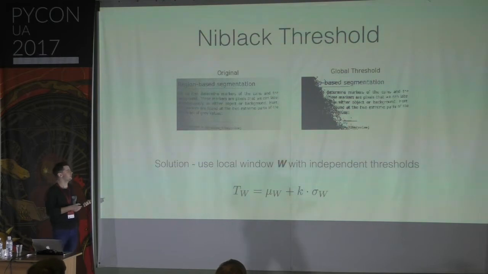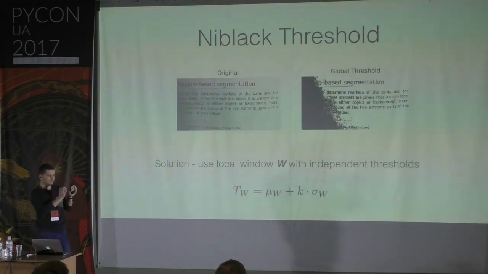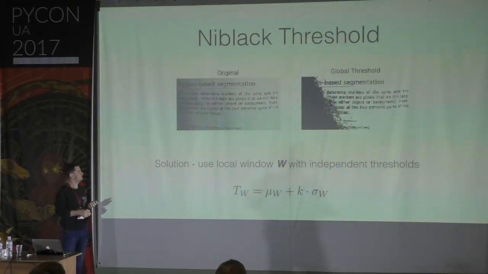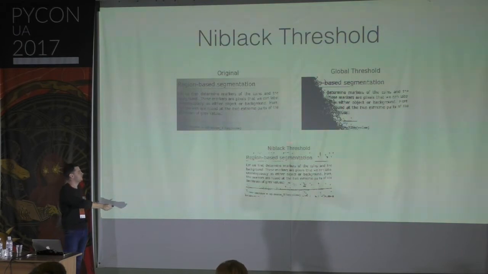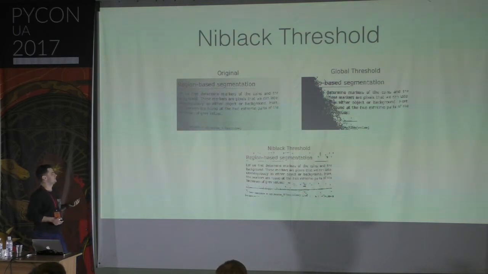Instead of using a global threshold for the whole image, we can use a local window, go through the whole image, and then calculate the threshold separately for every window using some normal distribution of intensity. It's called Niblack thresholding, and this is the result of applying it. So you see, instead of having a black part here, which is unreadable, here we have a nice binarization of the image, and we can read the whole text.